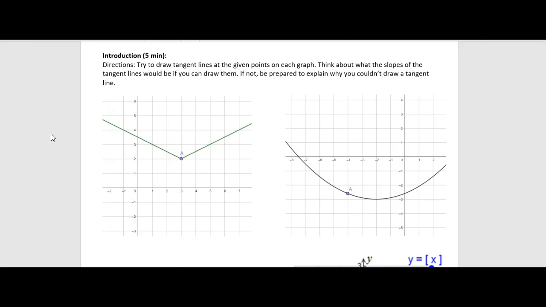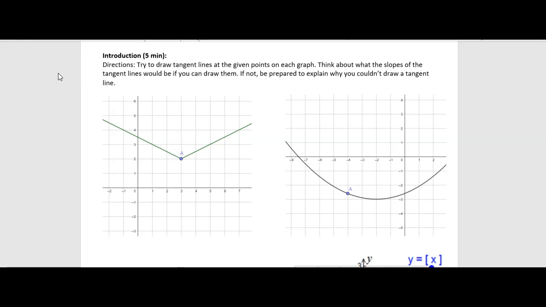So let's read the directions, then you're going to pause the video, try this on your own, and then come back and engage in the discussion we have about these different graph examples. It says, try to draw tangent lines at the given points on each graph. Think about what the slopes of the tangent lines would be if you can draw them. If not, be prepared to explain why you couldn't draw a tangent line. All right, so pause the video, see if you can draw tangent lines at point A. If you can, think about what the slopes would be. If you can't, think about why it's not possible to draw a tangent line.